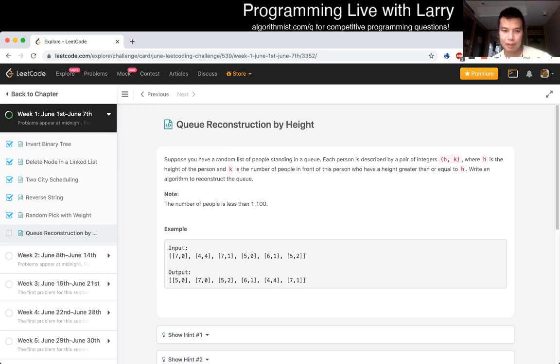All right. So the 7 means this is the height of this person, and 0 means that the number of people in front of this person, all of them are shorter. Okay.